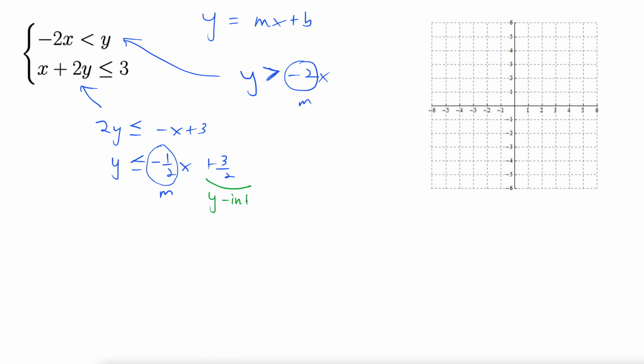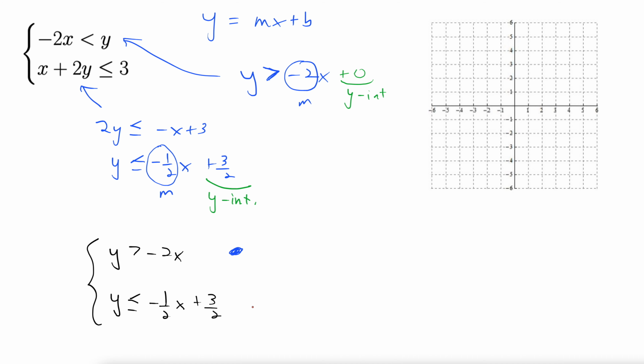There's the y-intercept. Uh-oh, this one doesn't have a y-intercept. That's not a problem though. Y-intercept is just 0. So let's put it all together and rewrite our system here. We have y greater than negative 2x and y less than or equal to negative 1/2 x plus 3/2. And I'll graph this top one in blue and the bottom one in red and see what happens.